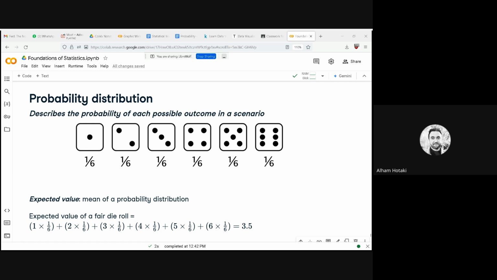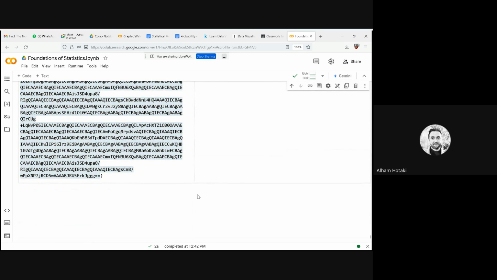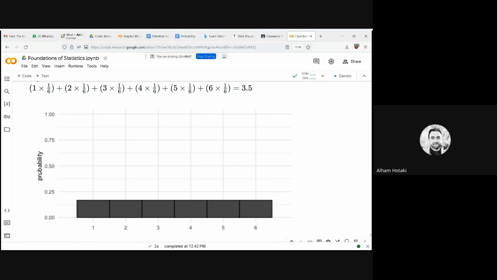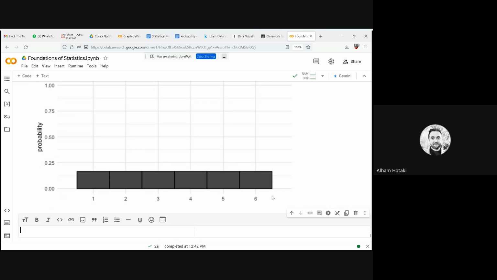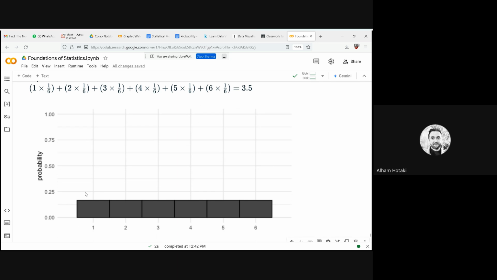Now let's visualize it a bit. Maybe you will understand it properly. If you visualize it, this is the probability, and this is the first time, second time, third time, fourth time, sixth time. For each time, how much is the probability? The probability is 1 by 6. This much is the probability for each time that you're rolling a die.